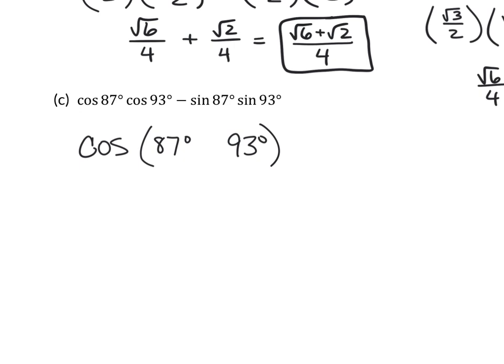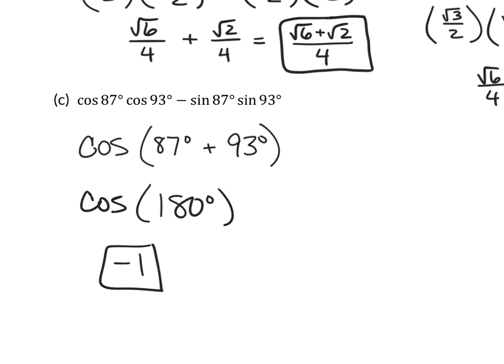But since you see the minus sign in the formula, what should I put right here? Plus sign. Now what is 87 plus 93? Ooh, arithmetic. 180. In my brain, I did 93 plus 7 is 100. That was 80 left. That's 180 degrees. On your unit circle, what is the cosine of 180 degrees? -1. Oh, look at that.